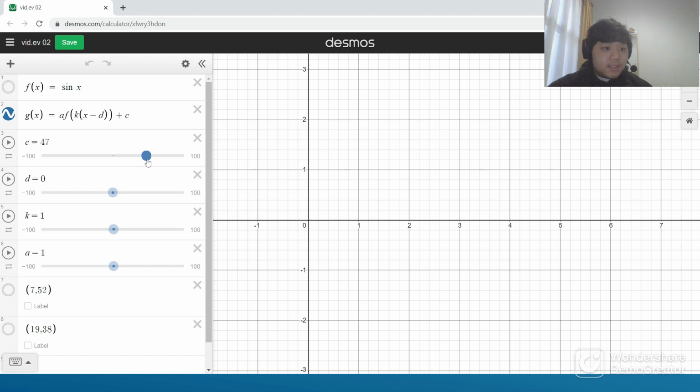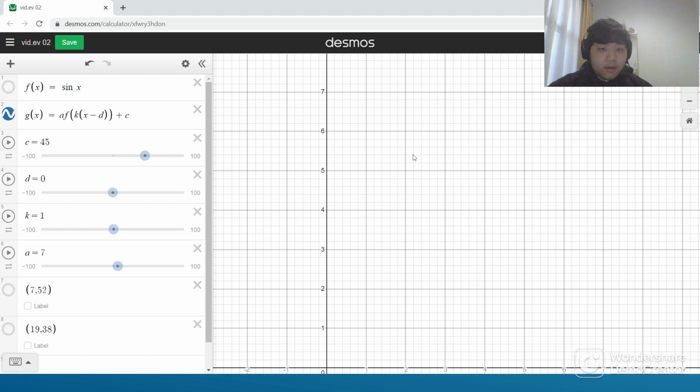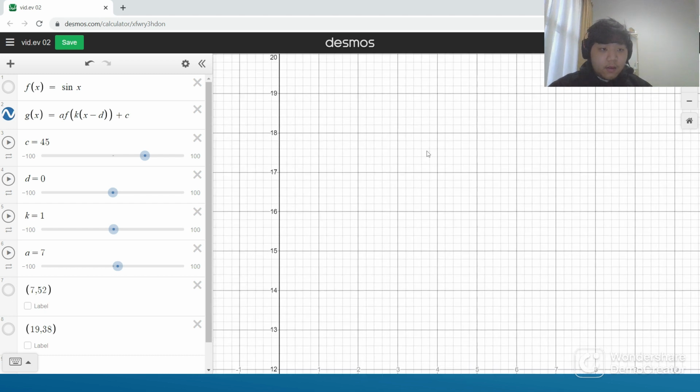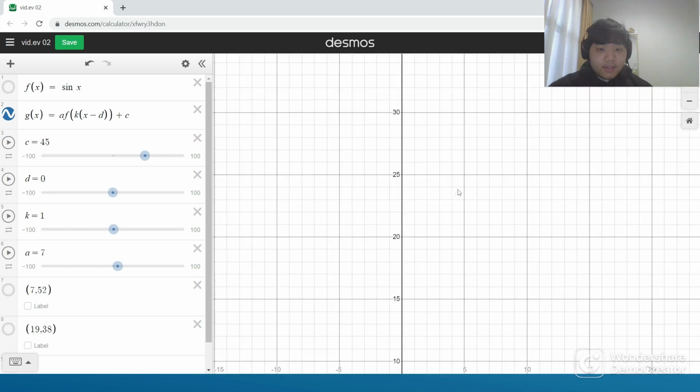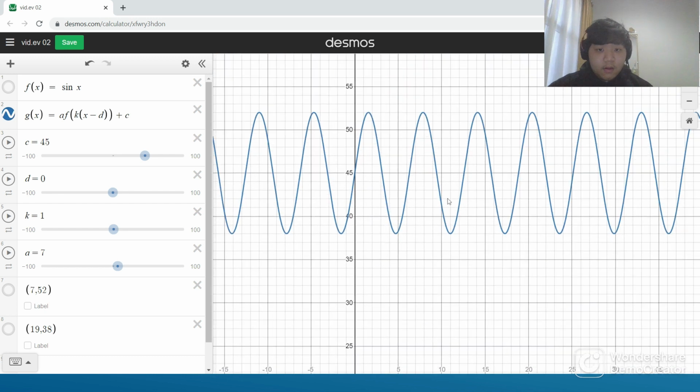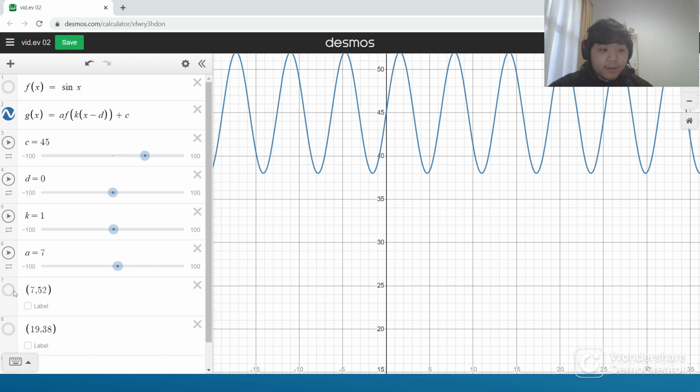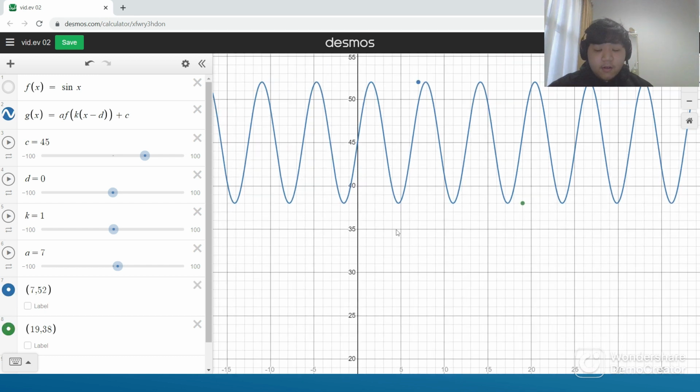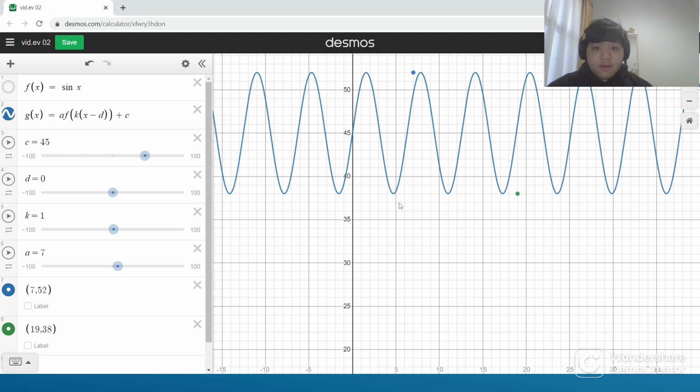Oh, whoops, that's too much. And the A is supposed to be 7. Sorry, that's just too far. There. And from that point, we can also have this. These points represent the two points that touched the graph. And so to do that, we can simply play around with the horizontal compression or stretch.